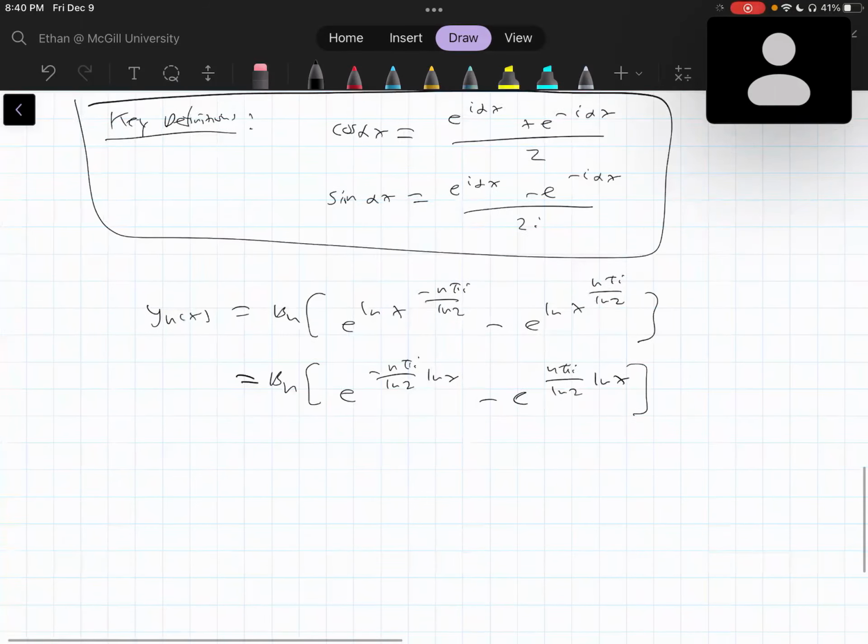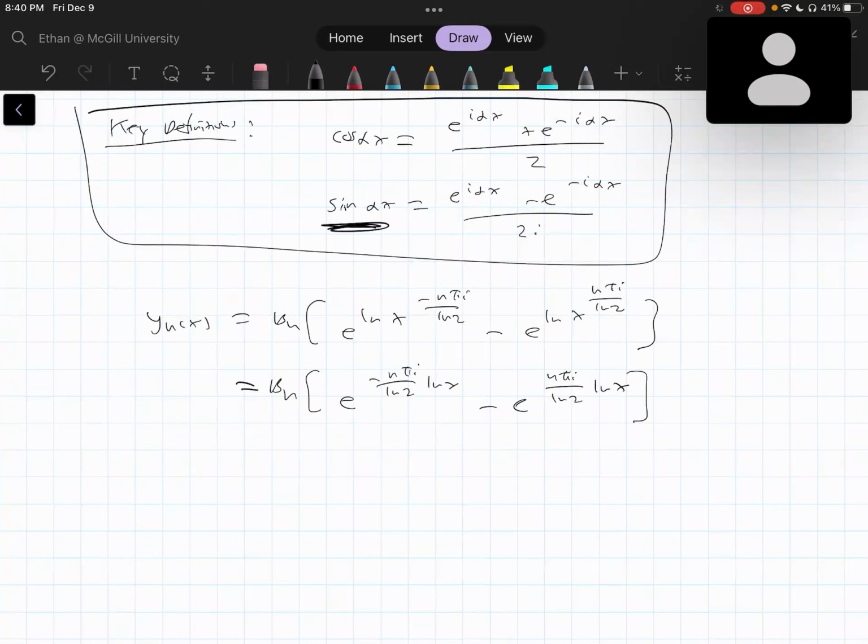And now we can make a direct comparison to the sine here. As we see, we can never rearrange this to make it look like the cosine because of the negative sign in between our exponential functions, but we can rearrange it to make it look like the sine. In our case, the x is replaced by ln x. If we're comparing the two expressions, this x here is going to be ln x here. And then the i's are both present, which is perfect. This alpha here is going to be n pi over ln 2. And as you can see, we're dividing by 2i here, which means we have to multiply by 2i in this expression for this to hold.